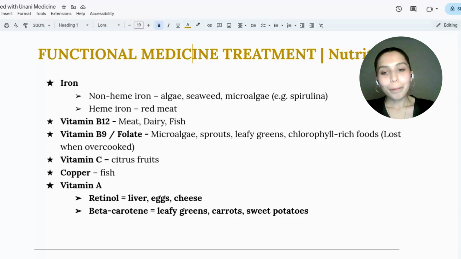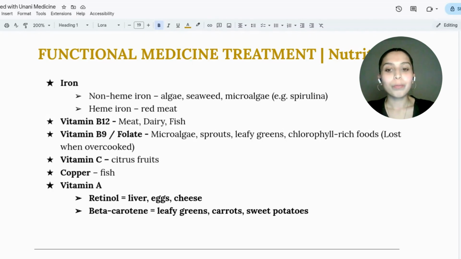But then other micronutrients that affect even the production of adequate red blood cells are, for example, vitamin B12, which we mentioned earlier. Without sufficient B12, the red blood cells tend to be too big, and so they don't function as they should. And this vitamin can be received from red meat, dairy, fish.